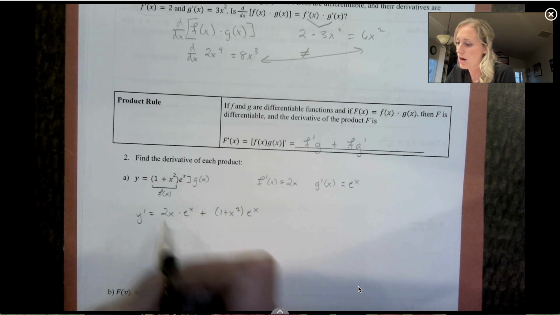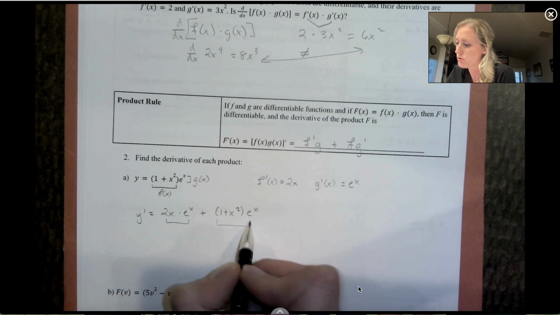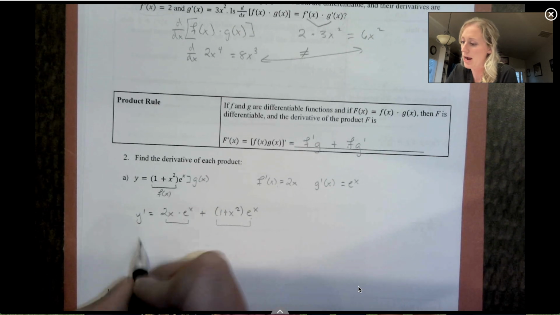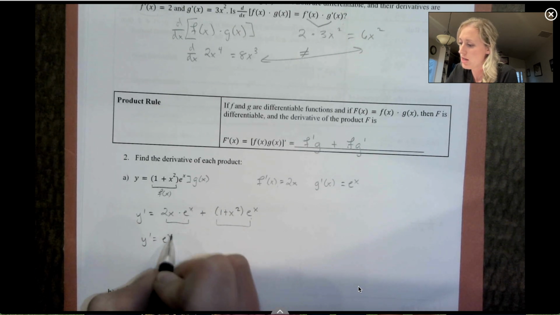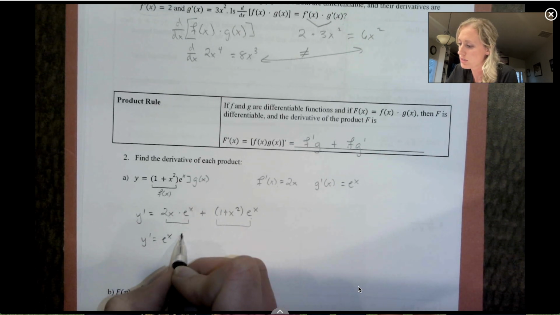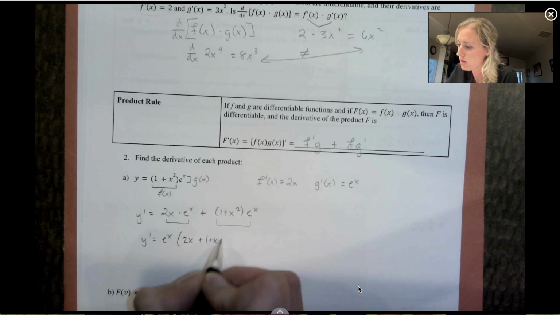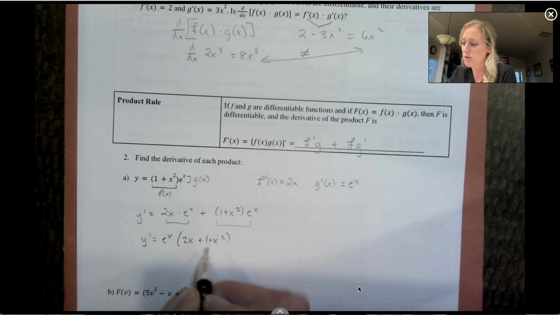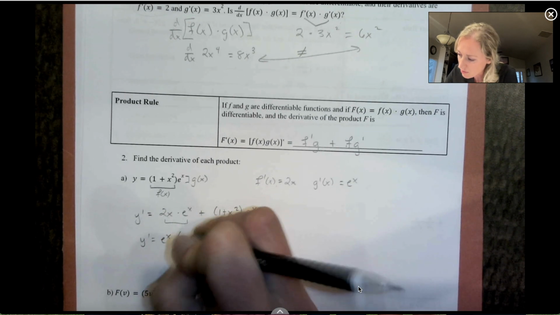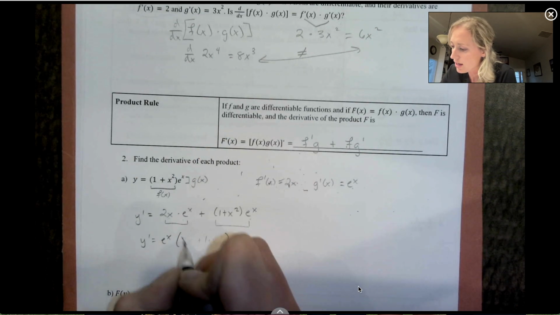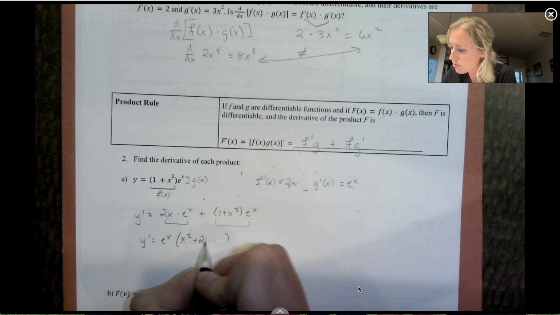All right, so I can see I've got two pieces here, two factors, and they both have e to the x in common, so I can factor out the e to the x. Then what would be left is 2x plus 1 plus x squared, right? This is a quadratic, where I'm going to write it in standard form just so it's more what we're used to seeing. So we've got x squared plus 2x plus 1.